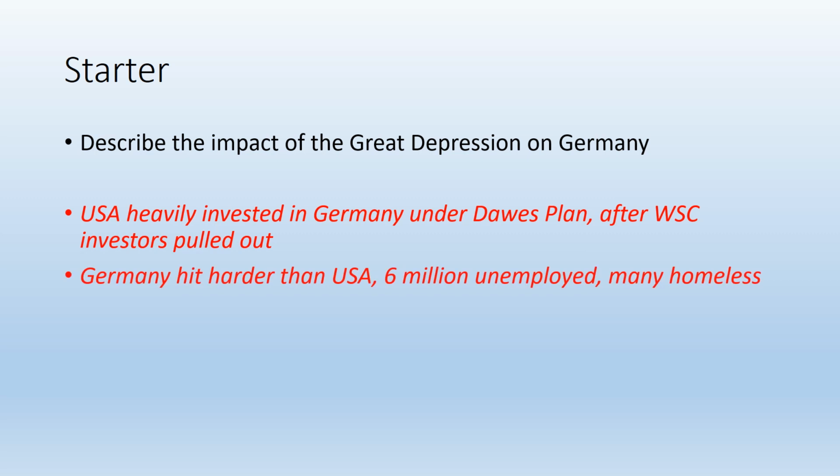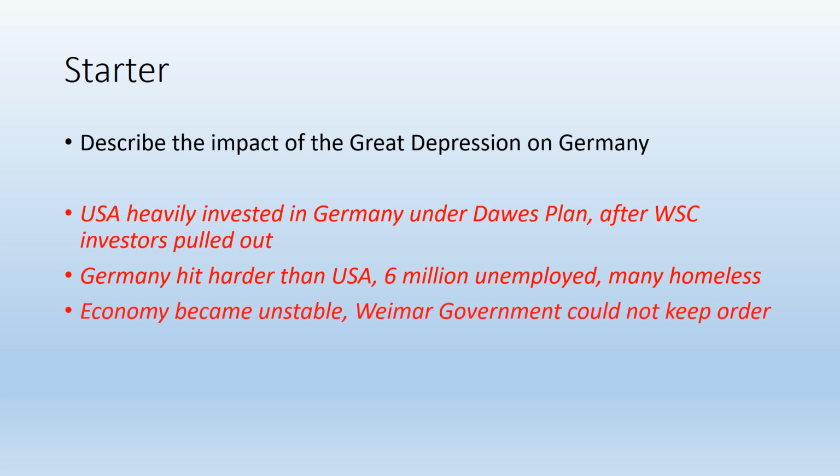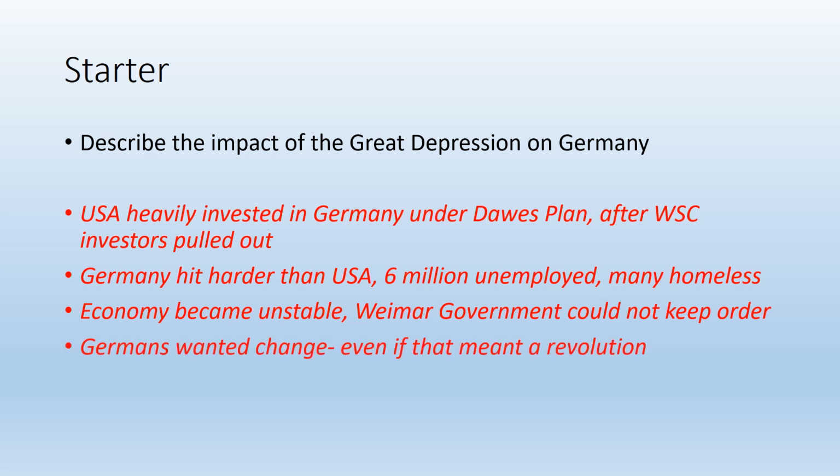Germany was hit much harder than America. They had 6 million unemployed and many people were left homeless. The economy became incredibly unstable. The Weimar government could not, for the life of them, fix the problem, and they were having a difficult time maintaining order. Germans wanted change, even if that meant a revolution.